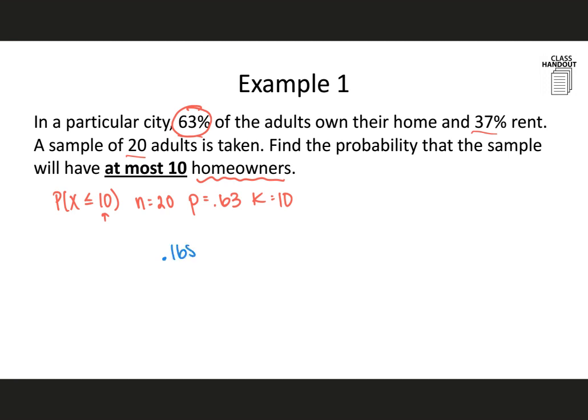So 0.1650. In terms of the context of the problem, I'm just going to say this verbally. The probability that a sample of 20 will have at most 10 homeowners is 0.1650.